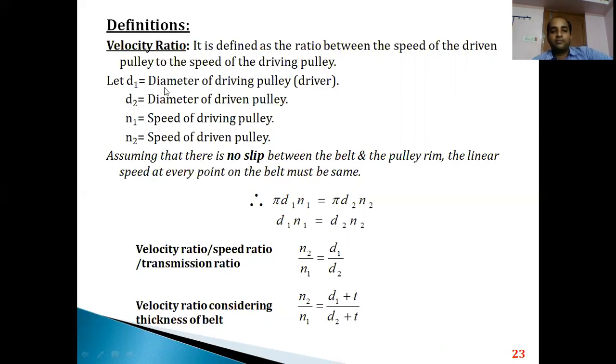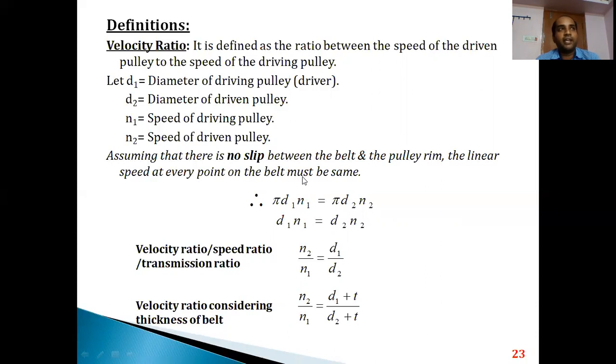Let D1 be the diameter of the driving pulley, or the driver pulley. D2 is the diameter of the driven pulley. N1 is the speed of the driving pulley. N2 is the speed of the driven pulley. Assuming that there is no slip, which means slip is not occurring between the belt and the pulley, the linear speed at every point where the belt is in contact will be the same. It will be the same on every point of the belt.